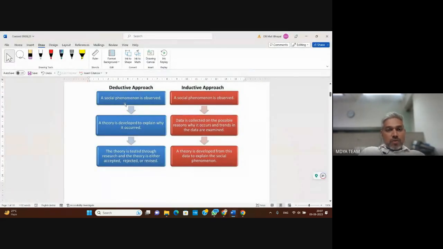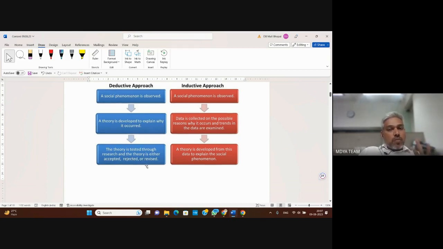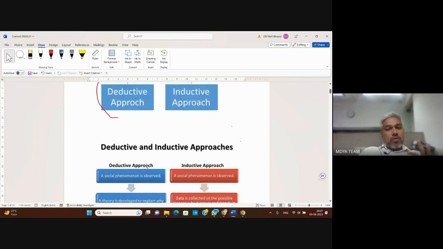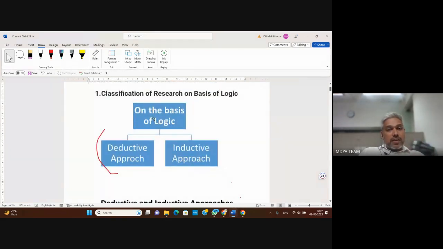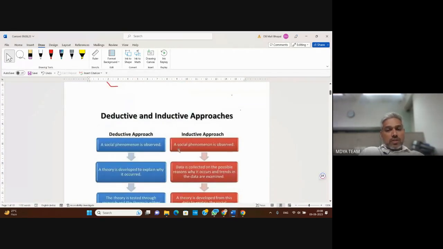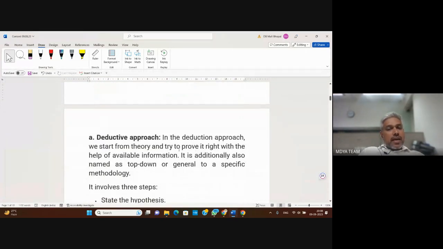And in the deductive approach, here also a social phenomenon is observed. A theory is developed to explain why it occurred, right? After that, the theory is tested through research, and the theory is either accepted, rejected, or revised. So these are the two approaches on the basis of logic. Remember this. A question can come asking what the basis is, and they can give you options in the examination, like logic or application. So this kind of question will come in the examinations.